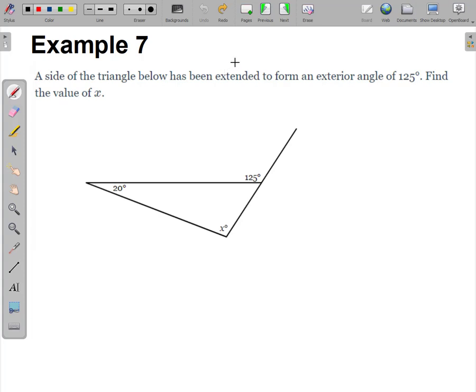Example 7. A side of the triangle below has been extended to form an exterior angle of 125. Find the value of x. So in the next two examples, we're going to be dealing with what's called the exterior angle.